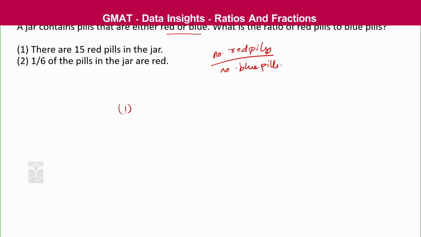The first statement is saying there are 15 red pills in the jar. So, we know the number of red pills, but we do not know the number of blue pills. Therefore, this information is not sufficient to answer the question.